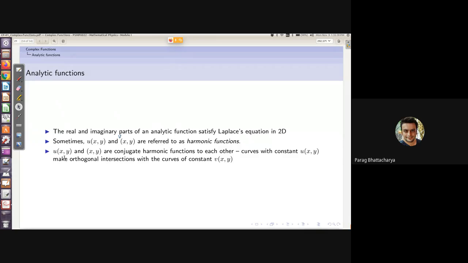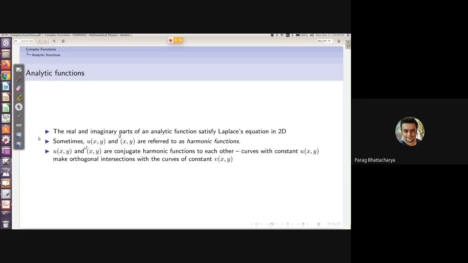And u and v are conjugate harmonic functions of each other. That is, curves of constant u make orthogonal intersections with curves of constant v. Curves of constant u and curves of constant v make orthogonal intersections with each other, which I'll probably show in the next class. So this completes the first lesson on analytic functions.